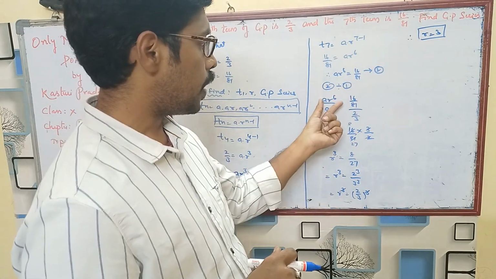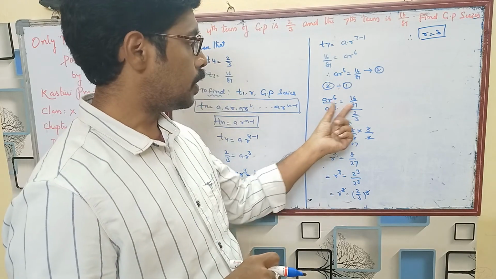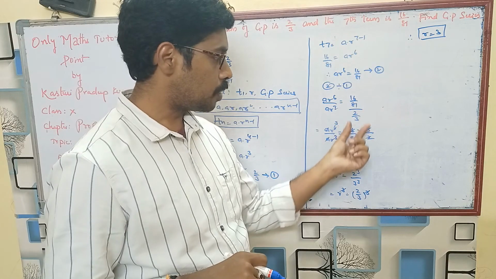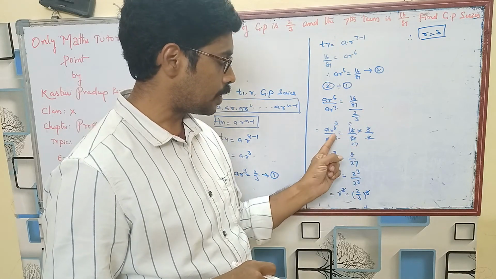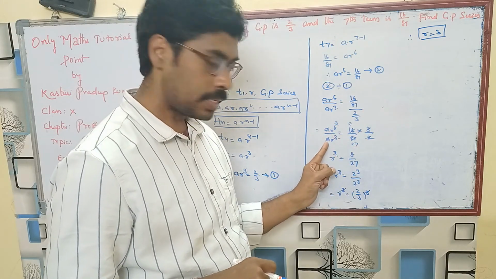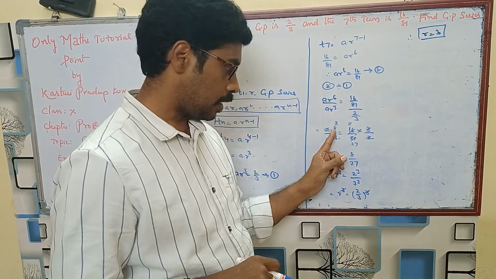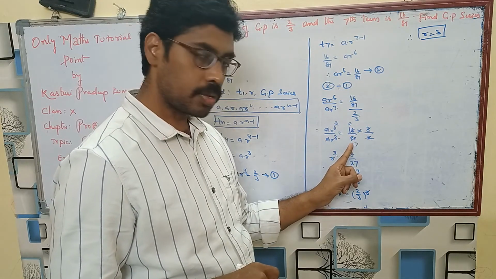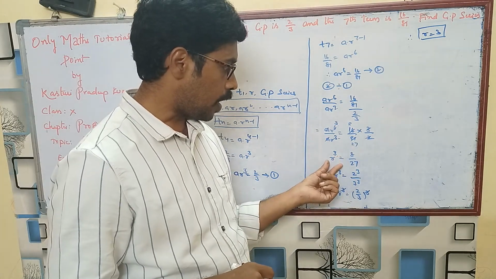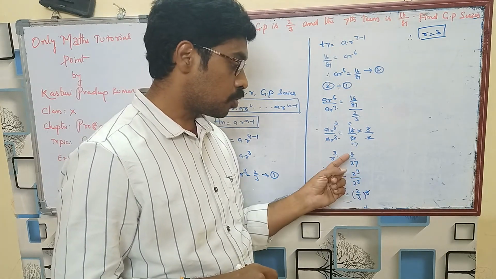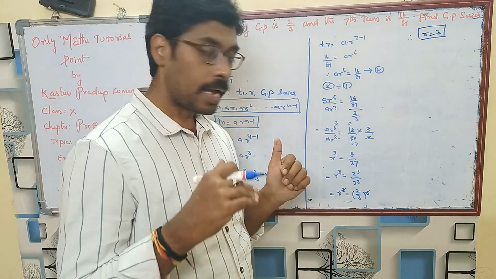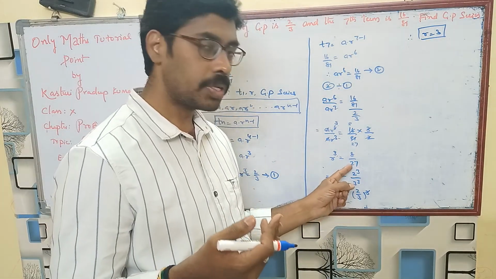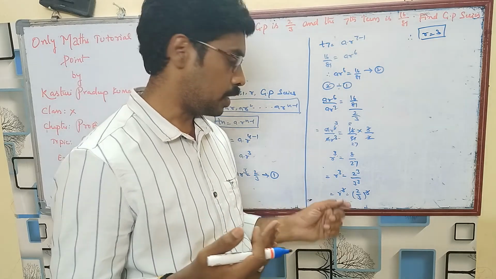So substitute the values: AR power 6 by AR power 3 equals 16 by 81 divided by 2 by 3. So this 2 by 3 becomes a reciprocal. So cancel like terms. So A gets cancelled. R cube equals, 2 ones are 2, 8 ones are 8, 3 ones are 3, 27 ones are 27, and we got R cube equal to 8 by 27. So 8 we can write in cube form, as 2 cube, and 27 also we can write in cube format, that is 3 cube.